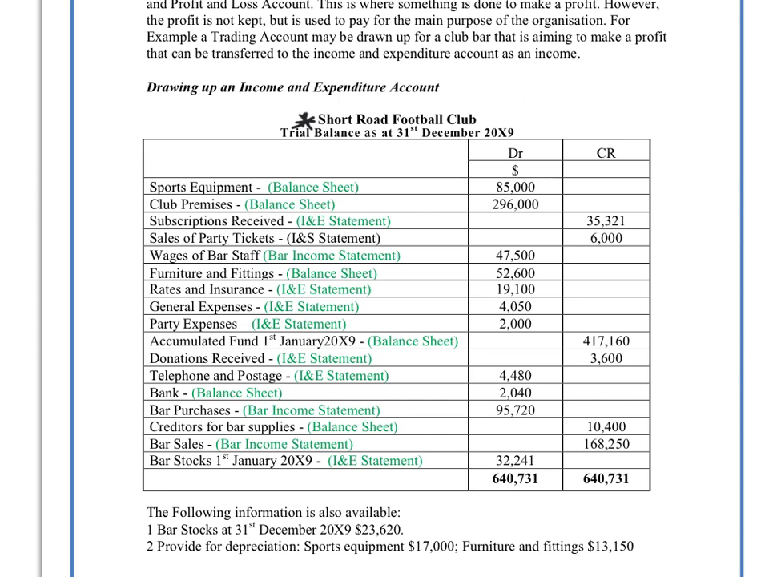Okay, so you've effectively got really three types of account that you'll be asked to draw up in an exam situation as an accounts student. The first is going to be the trading account for that particular restaurant or bar. Then you'll be asked to draw up the income and expenditure account, which is the equivalent of the income statement or the profit and loss account. And then you'll be asked to do the balance sheet.